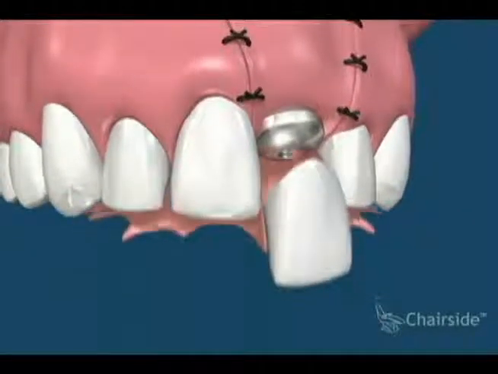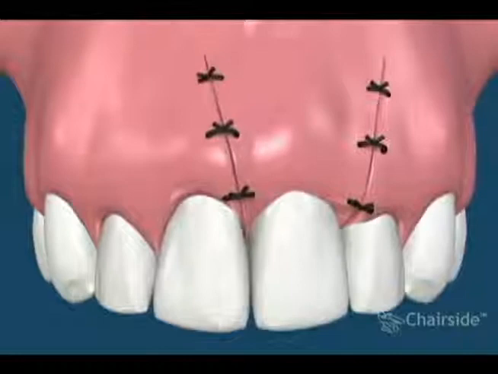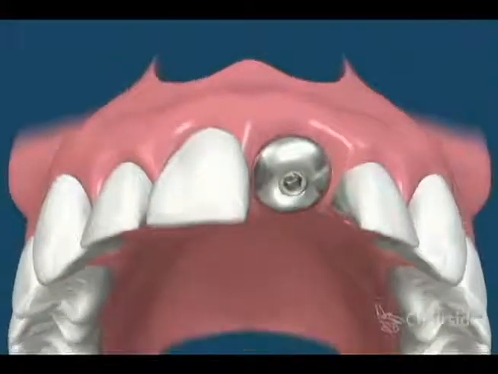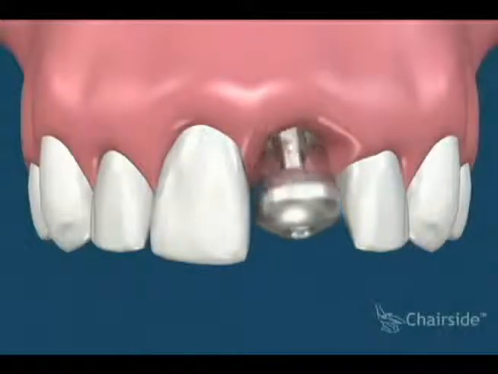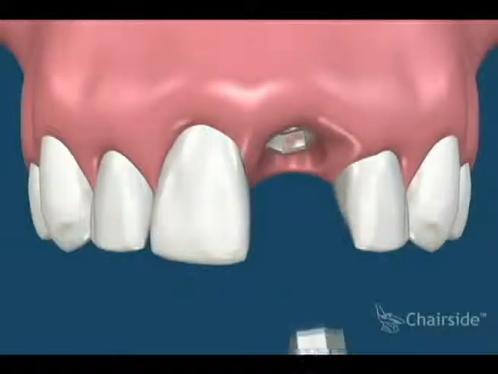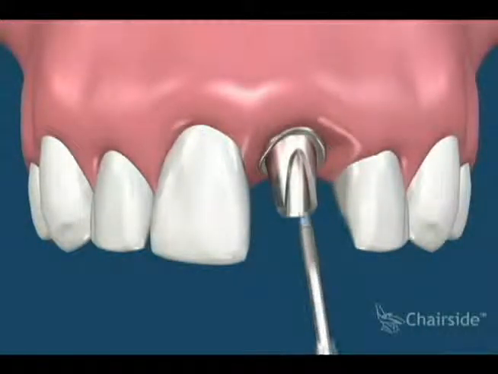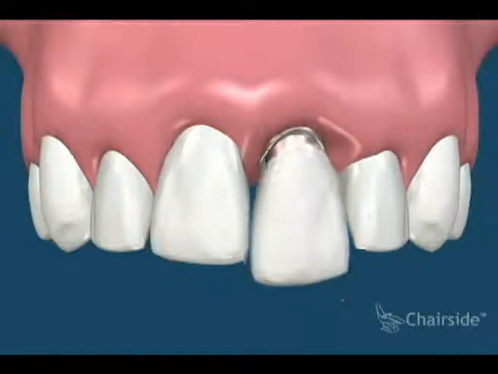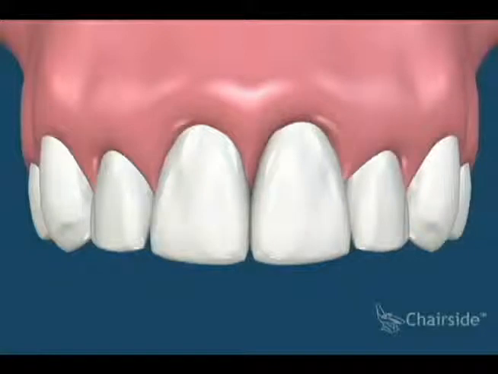A provisional denture can be used as a temporary tooth replacement. The sutures are removed or they will resorb. The healing cap helps the gums heal and allows access to the implant fixture for restoration. After the healing period, the healing cap is replaced with an abutment and crown.